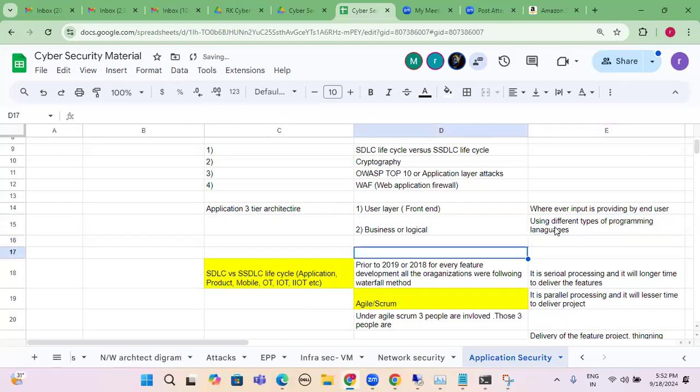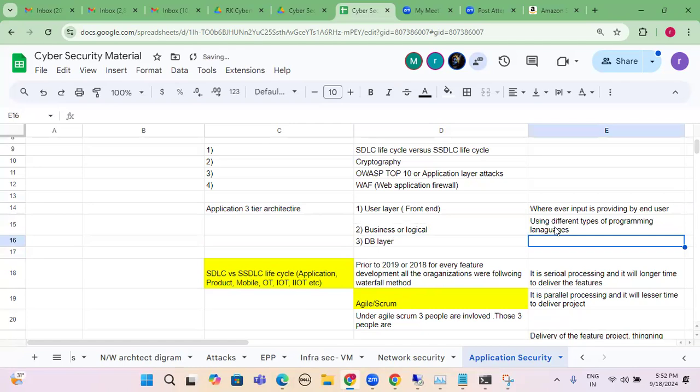Finally, the backend database, the DB layer. The database layer will verify the front-end user's authentication and authorization, whether the user is able to access our database or not. That can be done by our database layer, giving the permissions or grants and everything. That is authorization.